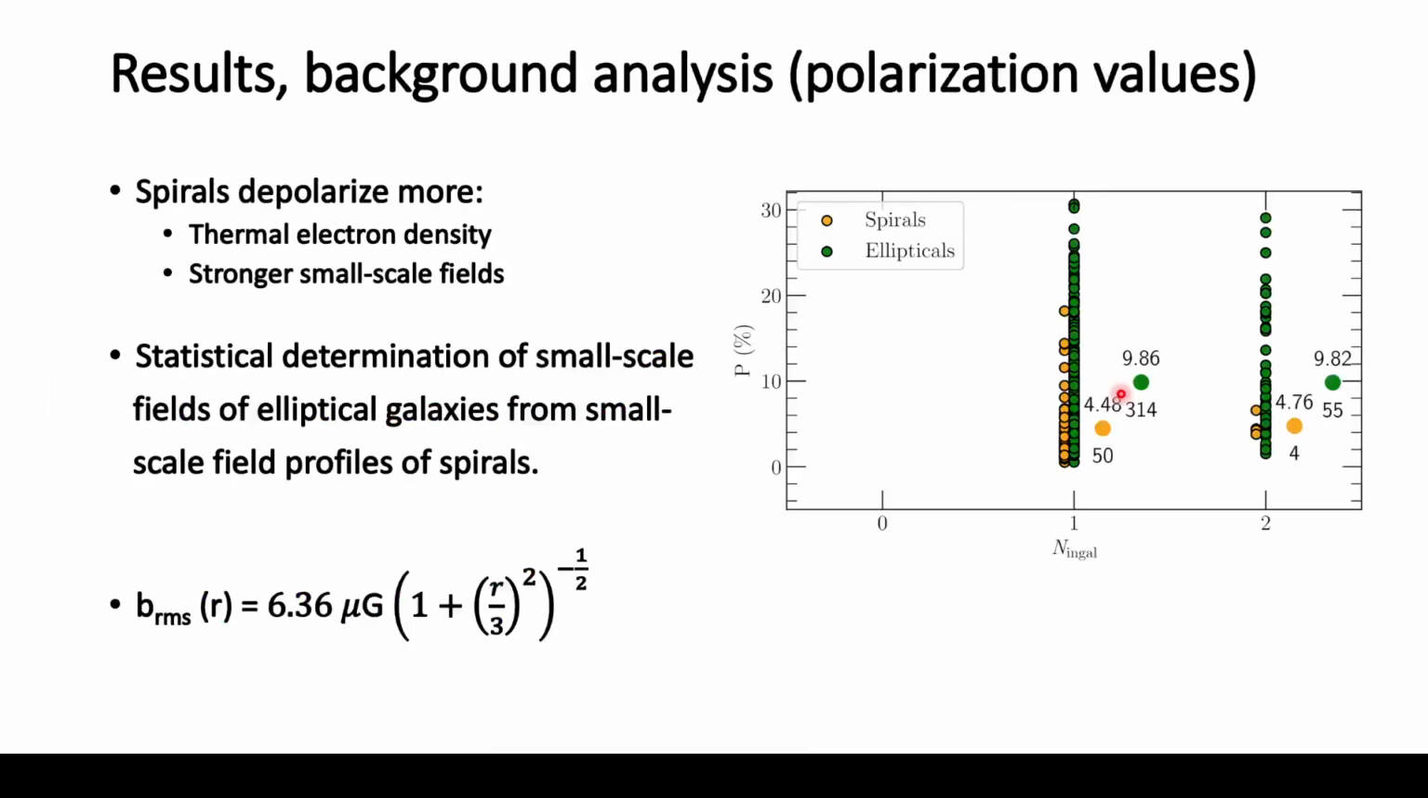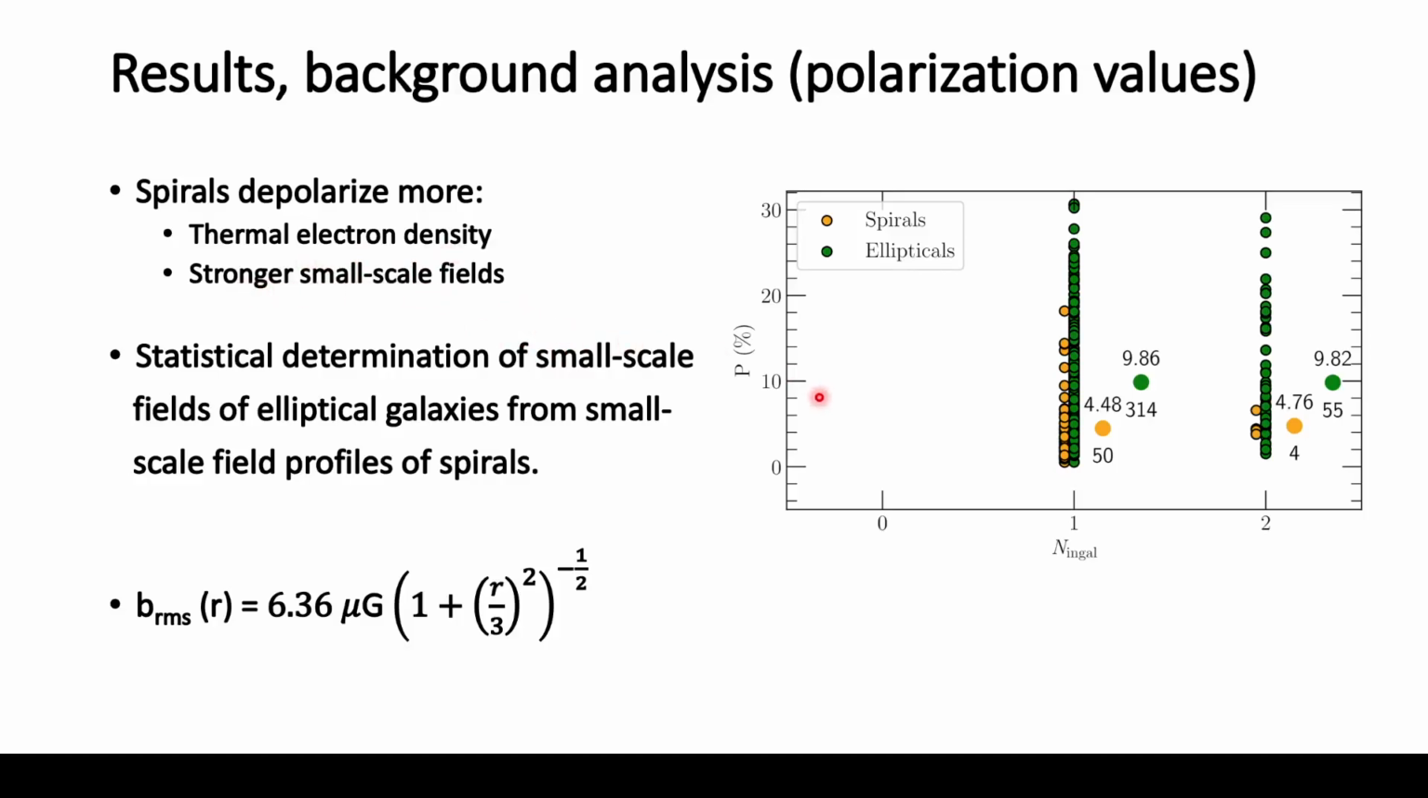As we could not infer anything about the large-scale magnetic fields from the rotation measure analysis, we now exploit the polarization values from the background polarized sources by using the morphological classification between elliptical and spiral galaxies. We observe that the radiation of background polarized sources that only pass through the spiral galaxies have, on average, a lower polarization value. Hence, spiral galaxies depolarize more. This is expected because of their larger thermal electron density and stronger small-scale magnetic fields.